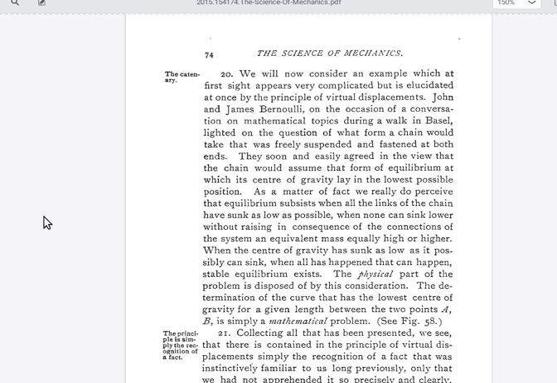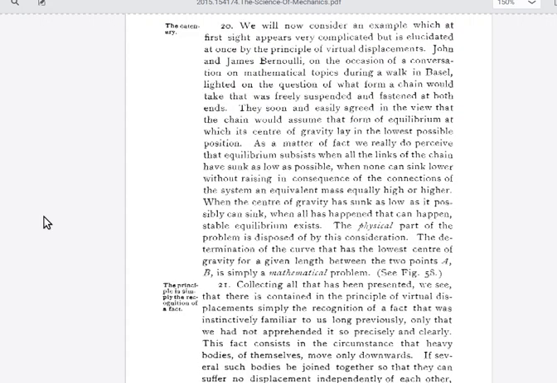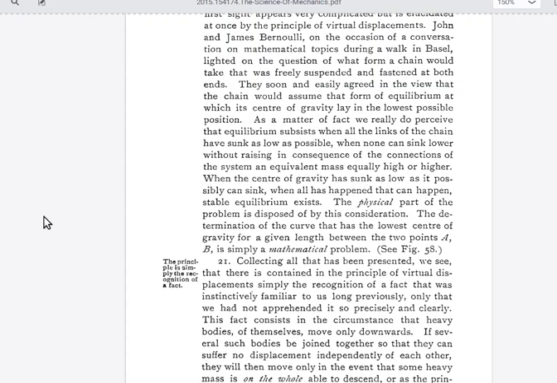They soon and easily agreed in the view that the chain would assume that form of equilibrium at which its center of gravity lay in the lowest possible position. As a matter of fact, we really do perceive that equilibrium subsists when all the links of the chain have sunk as low as possible, when none can sink lower without raising, in consequence of the connections of the system, an equivalent mass equally high or higher.